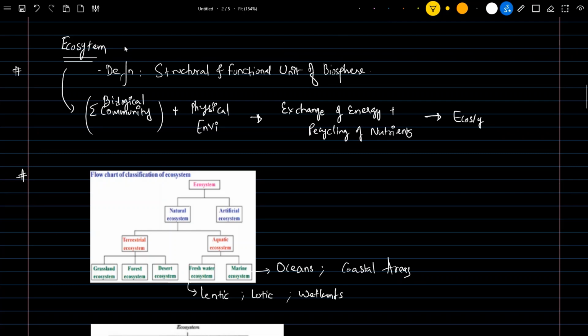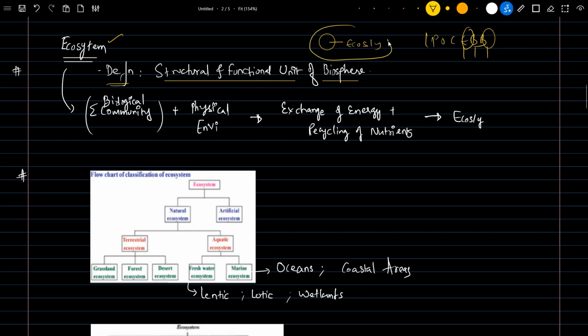Now let's see in detail about the ecosystem. What does ecosystem mean? Earlier we saw this thing, IPCEBB. Ecosystem is a smaller unit, biosphere is a larger unit. Simply talking, ecosystem is a structural and functional unit of a biosphere. So if ecosystem is a subunit, then the biosphere is a superset, where biosphere consists of all: air, water, land.